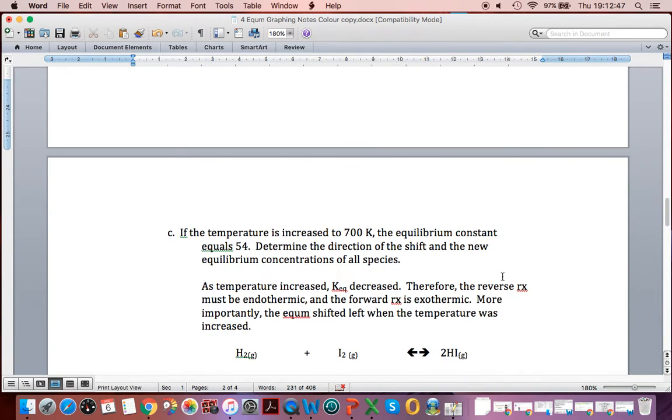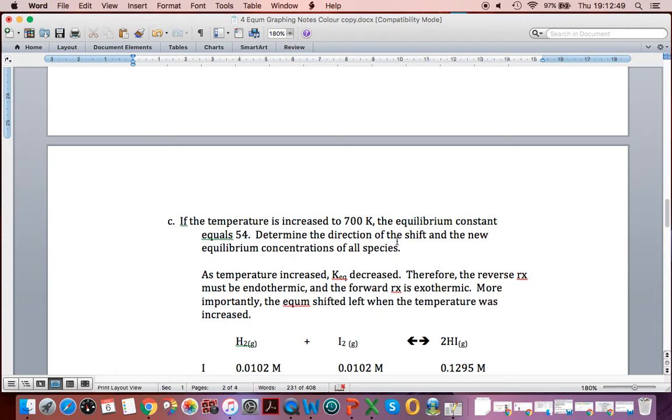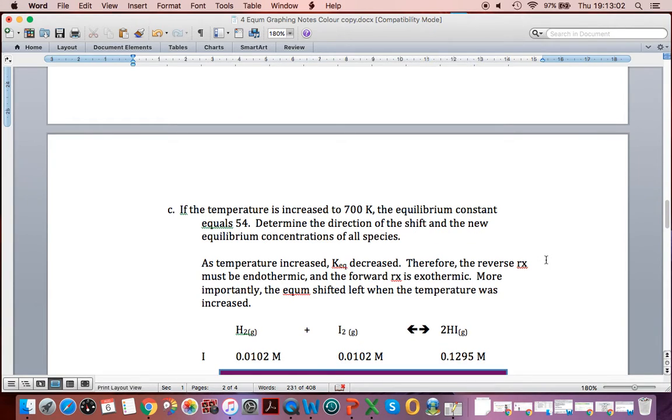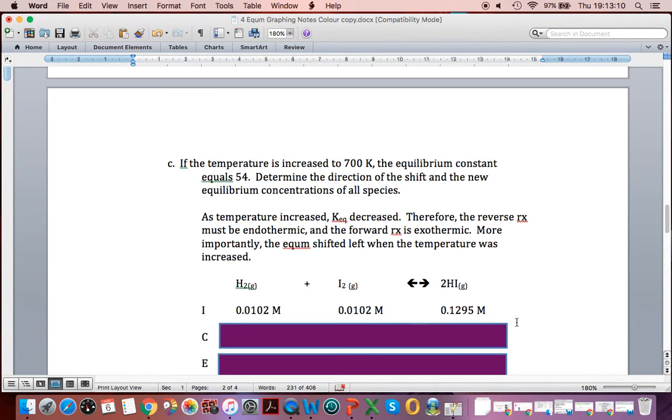Now the third one is a temperature change. And the temperature is changed to 700 Kelvin. So the new equilibrium constant, we're told, is 54. So we have to figure out the direction of the shift. Well, we can see it used to be 160, it's gone to 54. So the shift has to have been to the left. And so we have our equilibrium concentrations. Those are our answers to B.